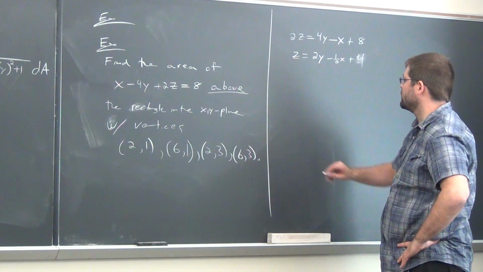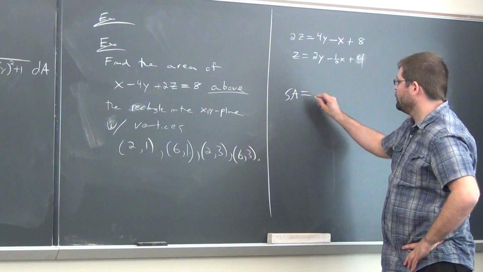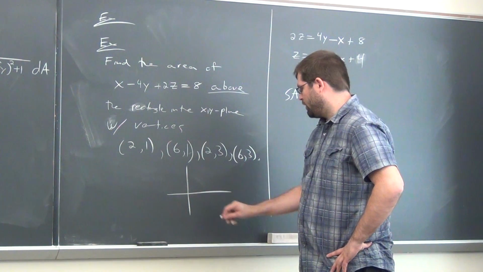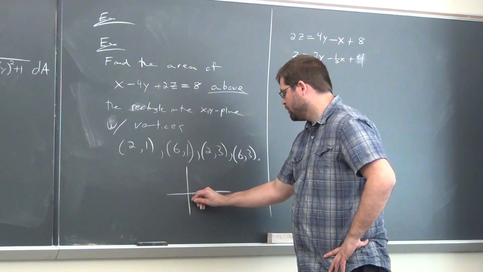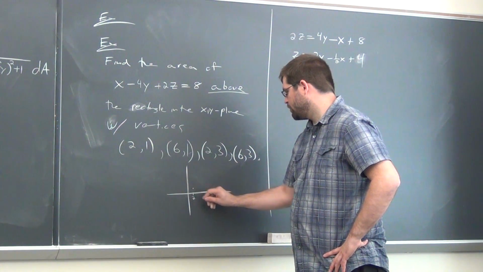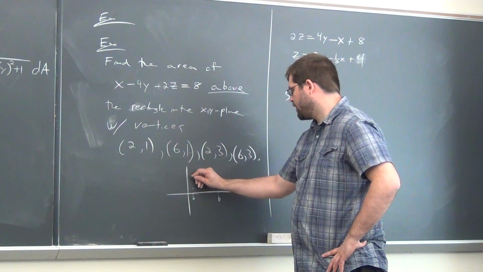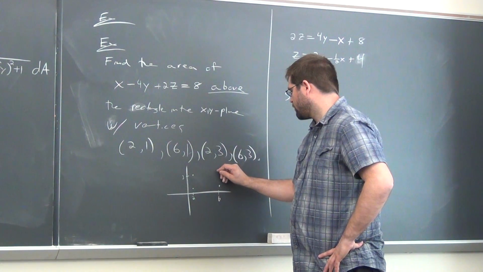But let's just work this out. So surface area, we just follow this formula. You don't need to necessarily draw this. This one's pretty straightforward, right? We go 2, 1, 2, 6, 1, and 2, 3, so 6, 3, right?